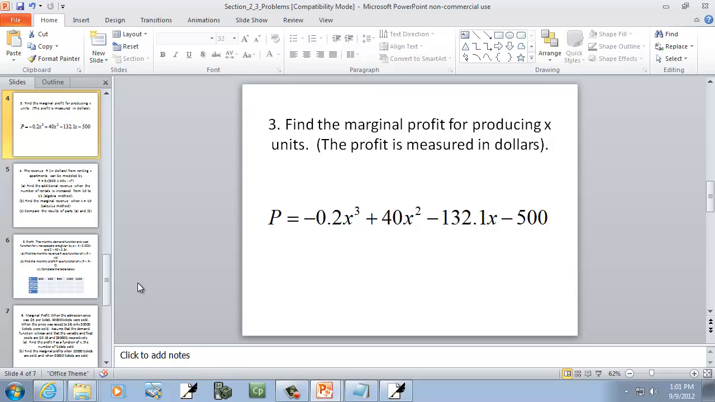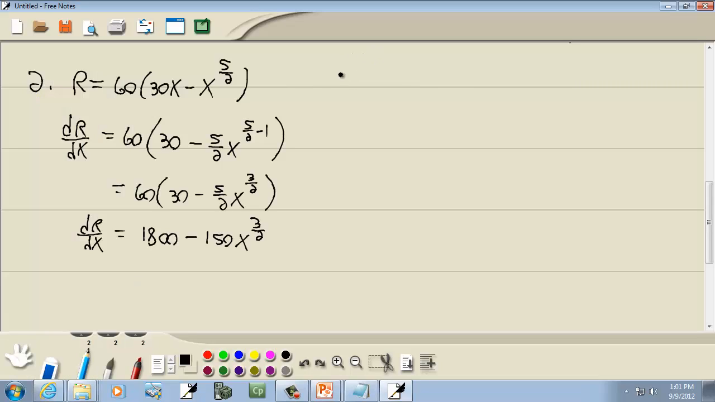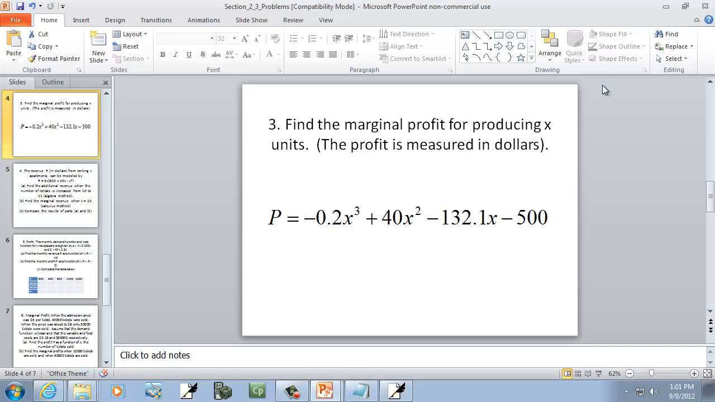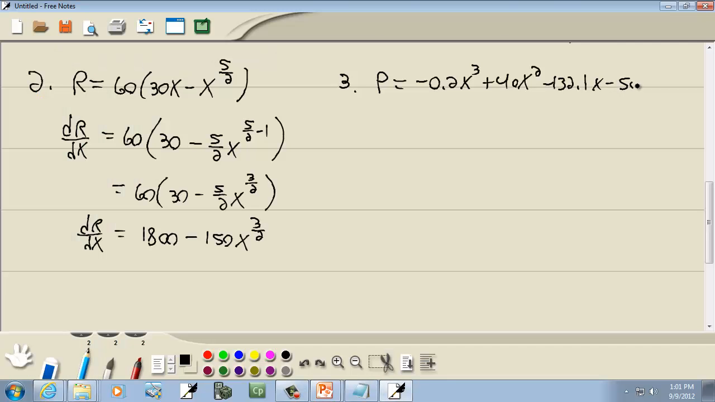Our next one is to find the marginal profit. So P is equal to negative 0.2x to the third plus 40x squared minus 132.1x minus 500. And we want to find the marginal profit. So again, we find the derivative. That'll give us the rate of change. It's a generic rate of change, so you can plug in your x and find it at any point.